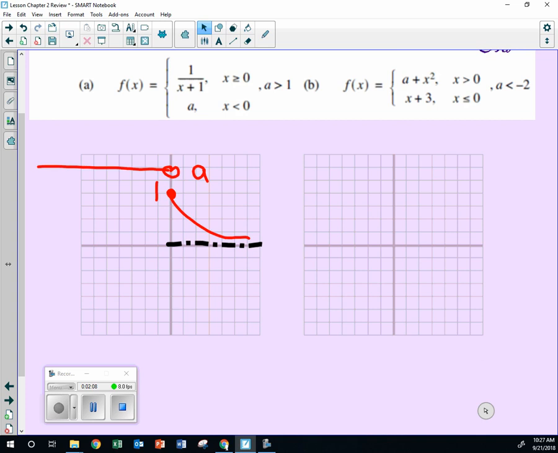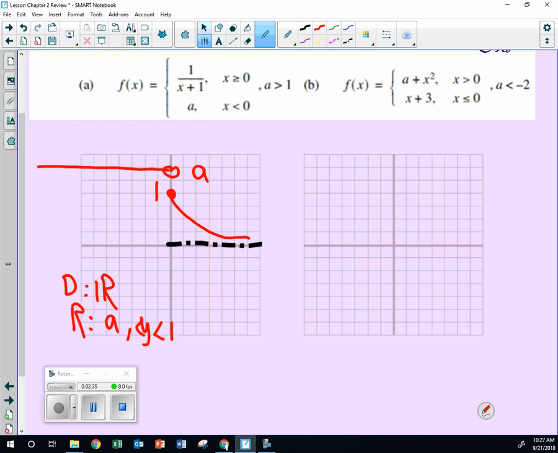So the domain for this one would be all real numbers, because everything here is going to be used. Even at this spot, there is an x value used, 0. The range is going to be quirky. It's going to be a, and then it's going to be y between, I don't think they asked you for this, but 1 and 0.